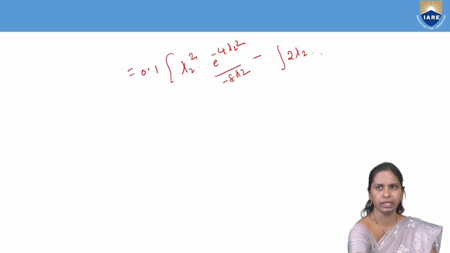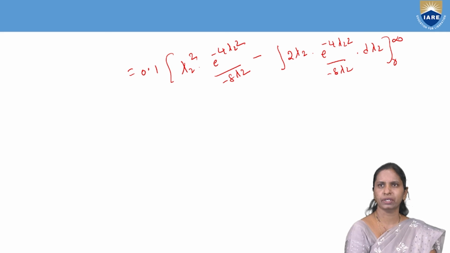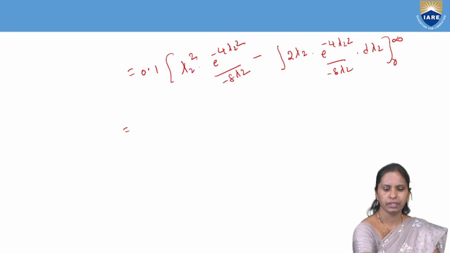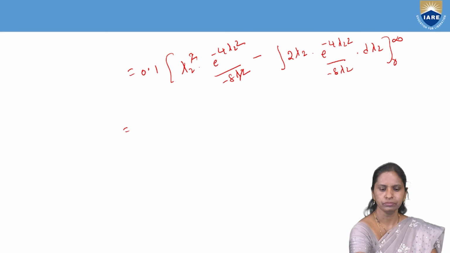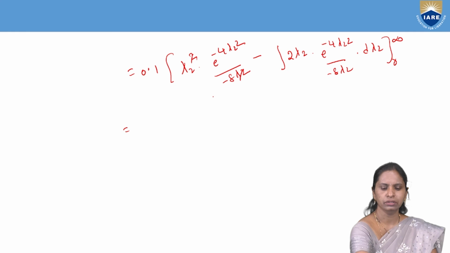What is the integration of v? E power minus 4 lambda 2 square by minus 8 lambda 2, into d lambda 2. The limits of lambda 2 are from 0 to infinity. Here lambda 2 will get cancelled. Then what can you obtain here? If you substitute the upper limit, infinity into e power minus infinity is 0. If you substitute the lower limit, 0 into something is 0. Therefore, the first term will get cancelled. So 0.1 into, here lambda 2 gets cancelled.